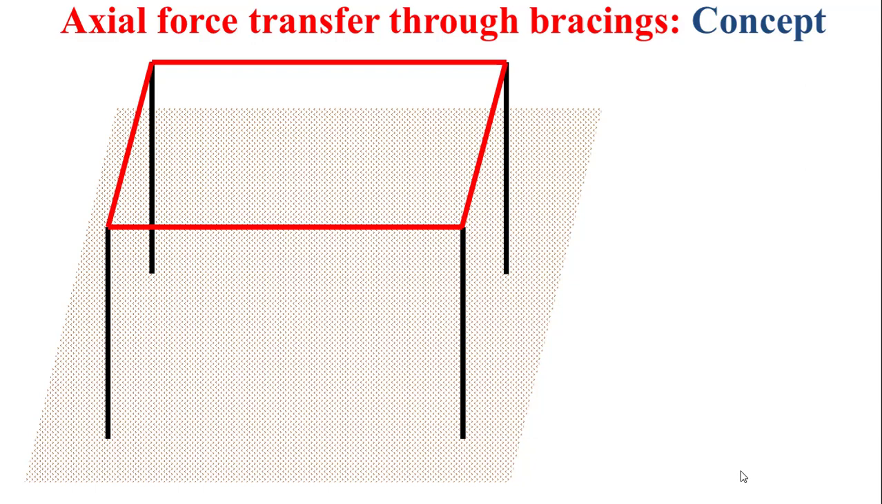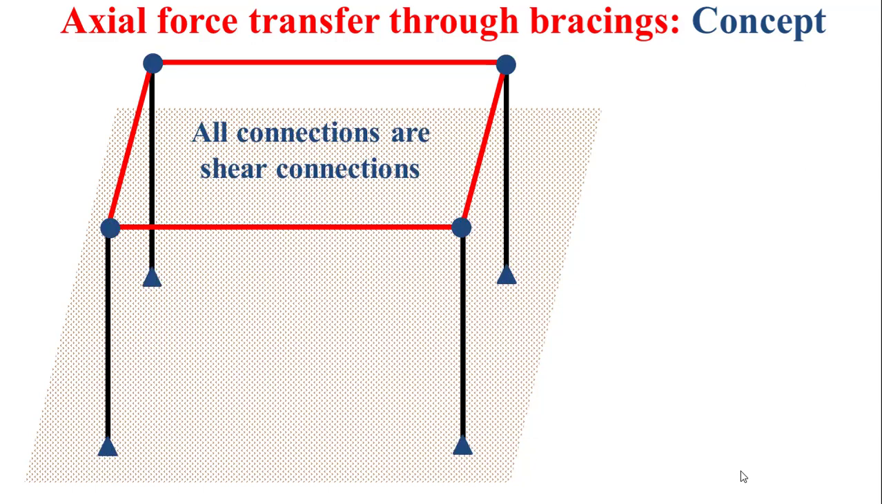So let's consider the steel frame erected on the ground. Beams are depicted in red while columns are depicted in black, and the ground is depicted in brown dots. And let's consider that all connections between beams and columns and between columns and foundations are shear connections as it is depicted in blue. And as I explained in a previous video, the shear connection cannot carry bending moment.